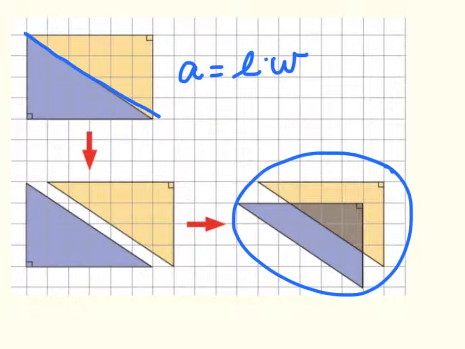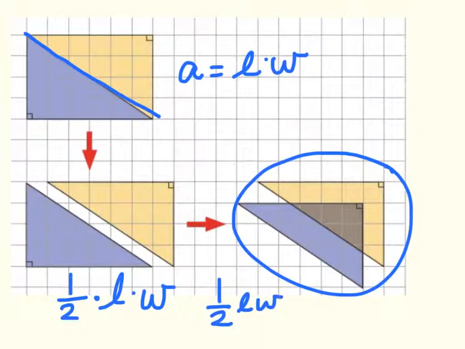Therefore, the area of the yellow triangle is exactly half the area of the rectangle. The area of the purple triangle is also exactly half of the area of the rectangle. So the area of our triangle is 1/2 of the area of our rectangle, and the area of our rectangle is length times width. So 1/2 times length times width, or 1/2 length width, is the area of our triangle.